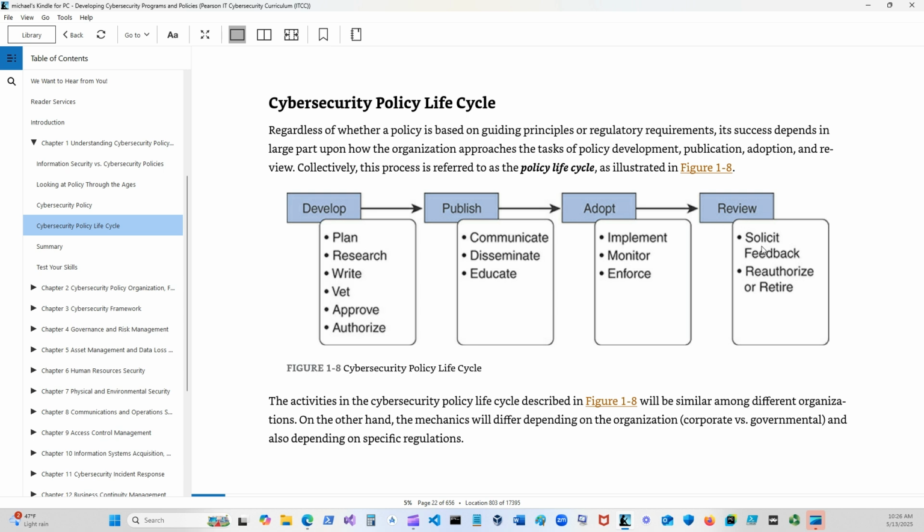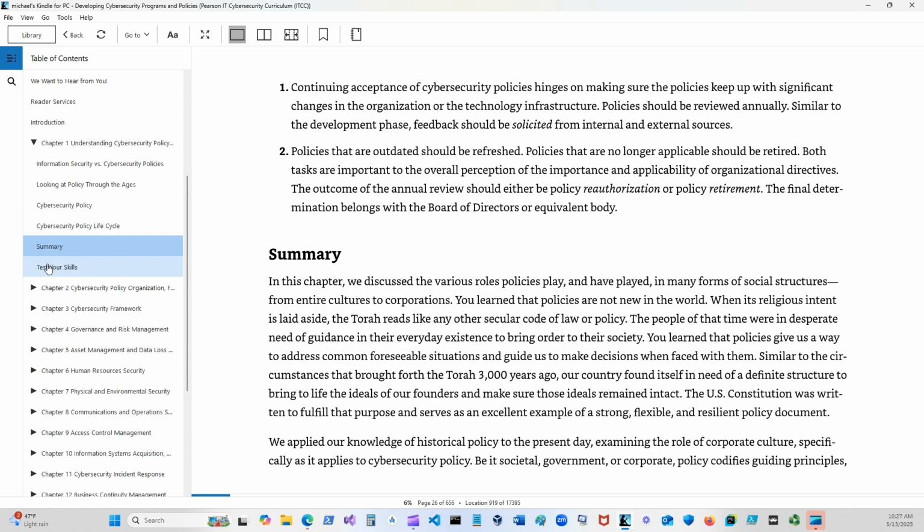Okay, and then review. So you're going to solicit feedback, and you're going to reauthorize or retire, right? And this is part of the complete cycle. The activities in the cybersecurity policy lifecycle described in this figure will be similar among different organizations. On the other hand, the mechanics will differ depending on the organization, if it's corporate versus governmental, and also depending on specific regulations. Okay, so that's just a basic summary, right?